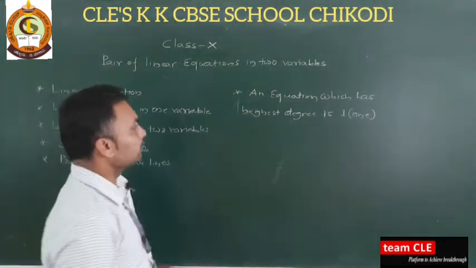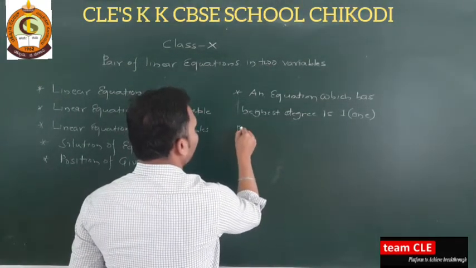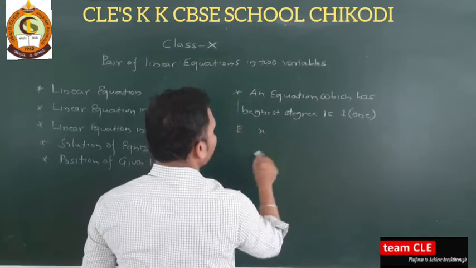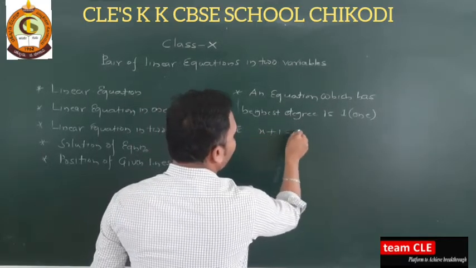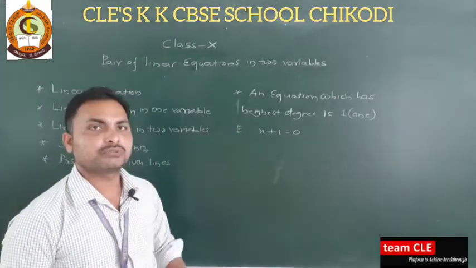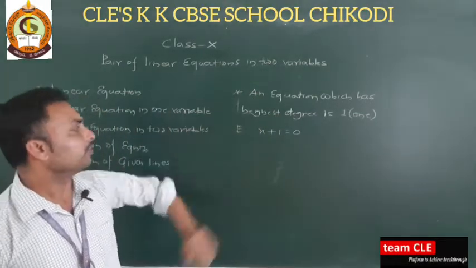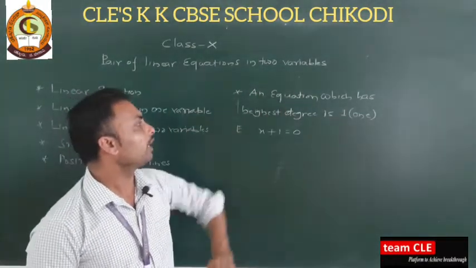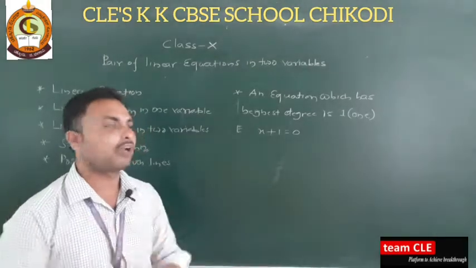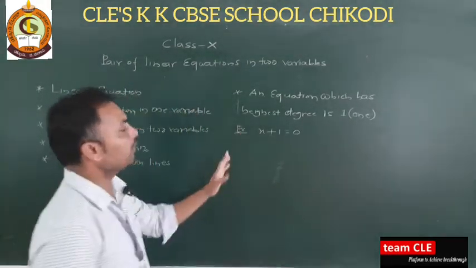Let me write an example. What is the highest degree here? x plus 1 is equal to 0. This is a linear equation, isn't it? An equation which has highest degree 1. This is the example we have here.